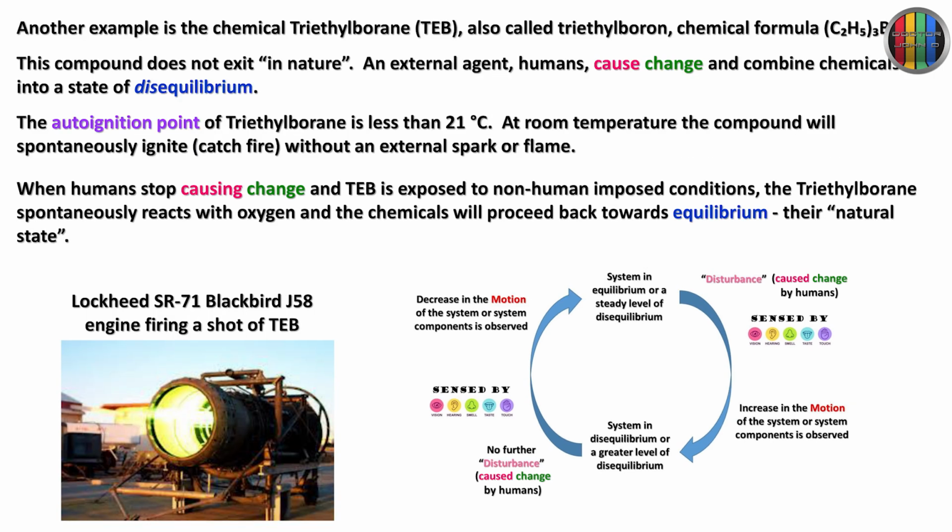Another example is the chemical triethyl borane, also called triethyl boron. This compound does not exist in nature. An external agent, humans, cause change and combine chemicals into a state of disequilibrium. The autoignition point of triethyl borane is less than 21 degrees centigrade. At room temperature, the compound will spontaneously ignite without an external spark or flame. When humans stop causing change and TEB is exposed to non-human imposed conditions, the triethyl borane spontaneously reacts with oxygen and the chemicals will proceed back towards equilibrium, their natural state.